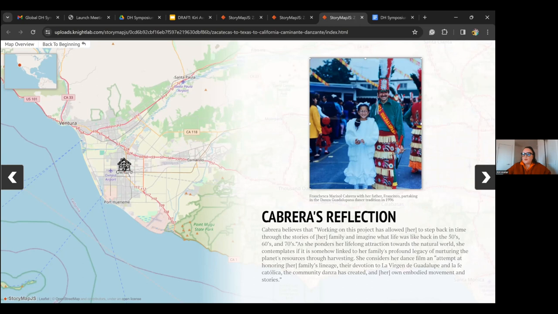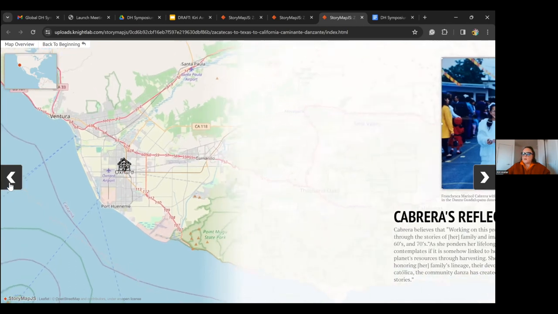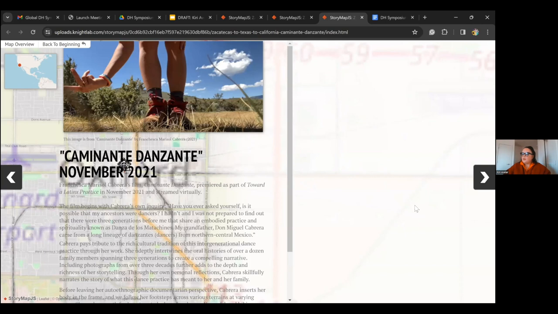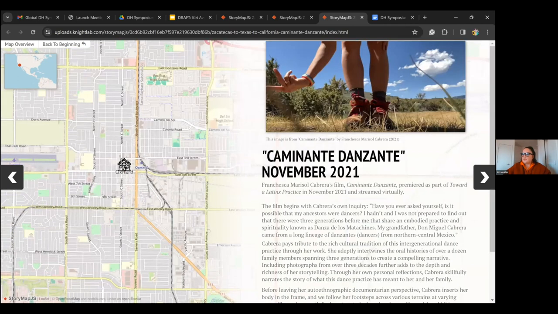Before leaving her autoethnographic and documentarian perspective, she inserts her body in the frame, which we saw in the previous mapping. She makes a path for her story to be heard and seen. Her red lace hiking boots and the gestural punctuations of her hands perform the labor of her ancestors.